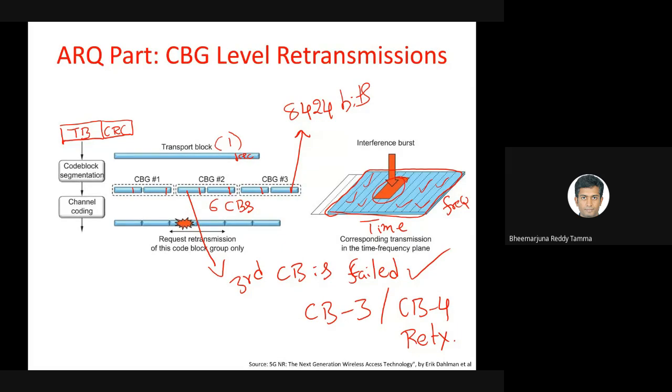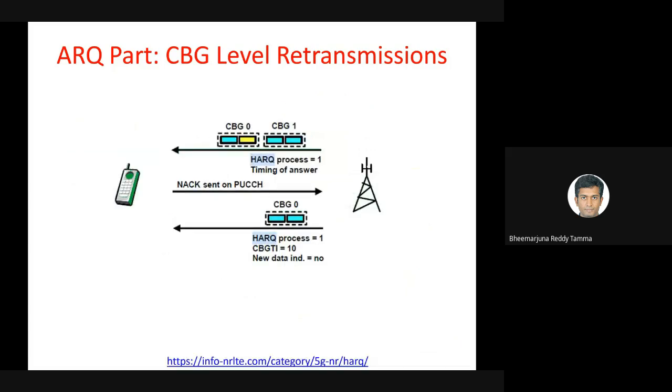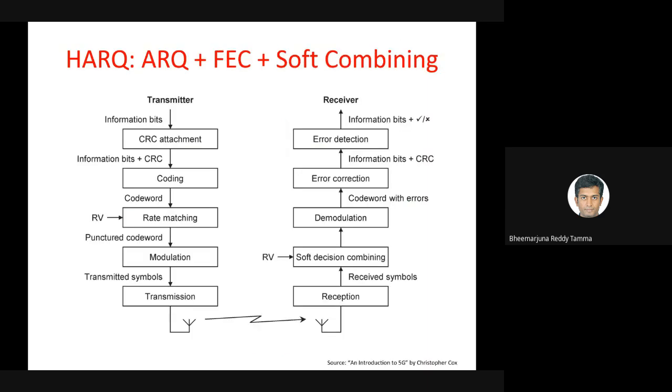There are also a couple of other concepts out there. I think you can see how we can use the code block to convey between sender and receiver, in this case the user equipment and the base station. And we have something called FEC and soft combining. So far I was talking only about ARQ.